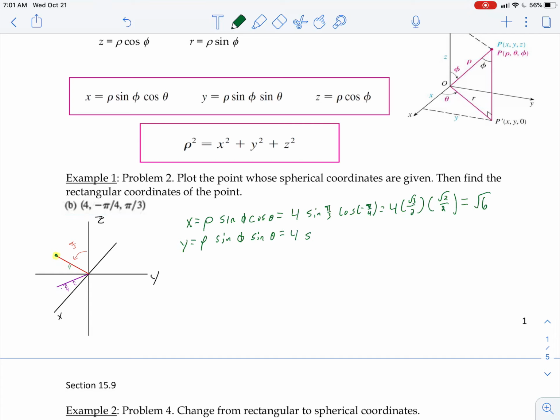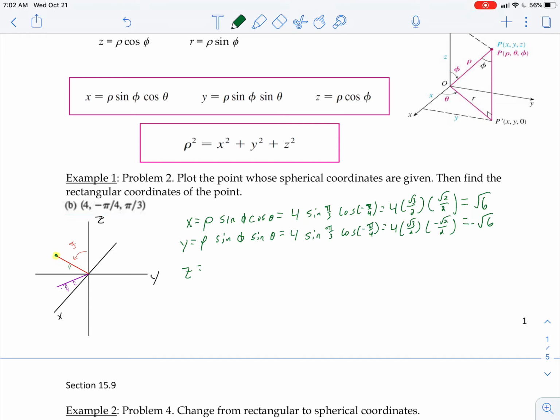Now do y. Rho sine phi sine theta. So 4 sine of pi over 3 sine of negative pi over 4. So it's going to be 4 times square root of 3 over 2 times negative square root of 2 over 2. That's going to give us negative square root of 6.